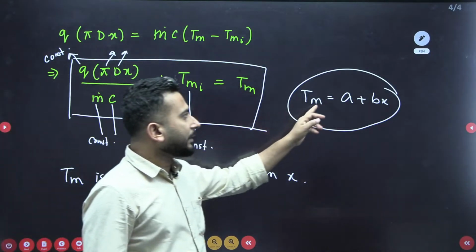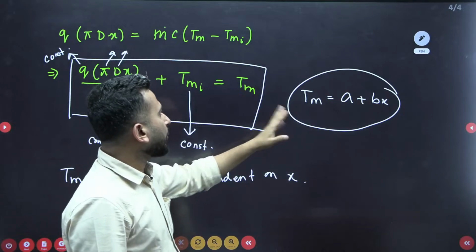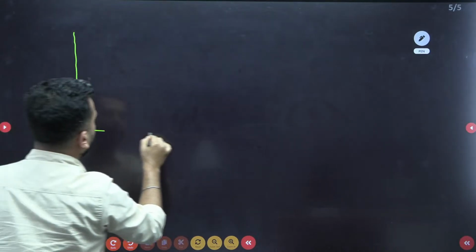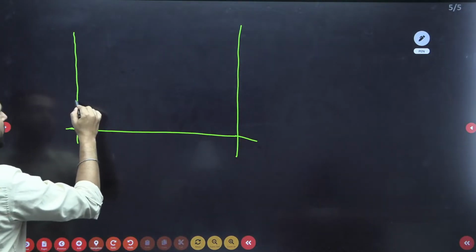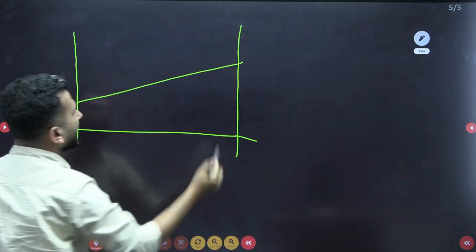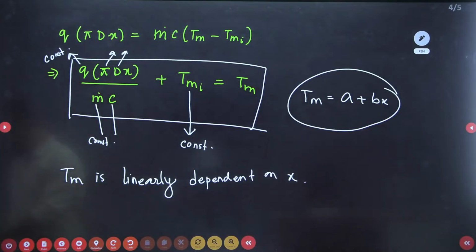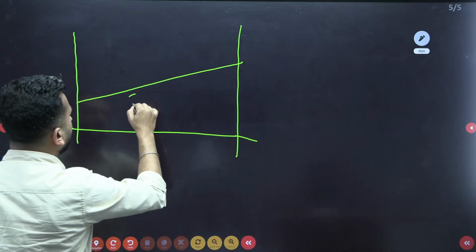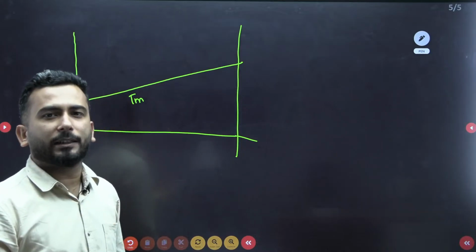So Tm is proportional to x. Tm is proportional to x. So when Tm is proportional to x, this is the linear variation. So if someone asks you how Tm is going to vary with x, Tm is going to increase in the linear fashion. Why? Because previously only we have seen this. Okay. Now this is the Tm variation. We know that Tm is going to increase, but how it will increase? It will increase in the linear fashion.